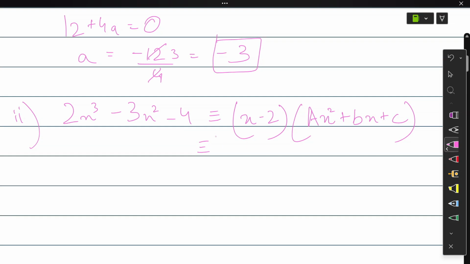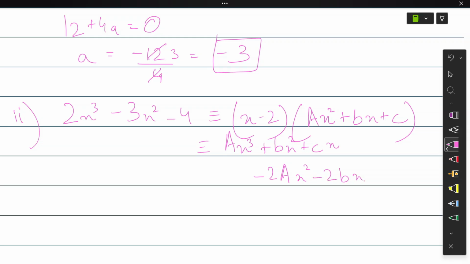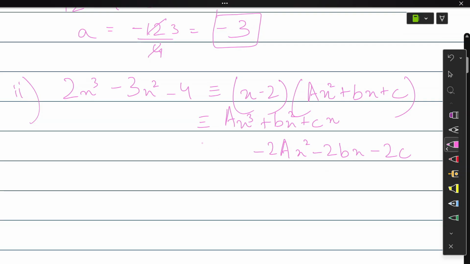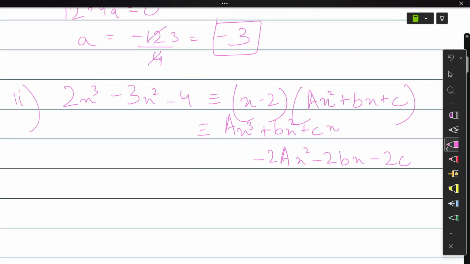Now if these two multiply, this cubic polynomial must be formed. So let's simplify the right side. We get ax cube plus bx square plus cx, there we go. Then minus 2ax square, minus 2bx, minus 2c. Got that? Now what did we need to find? We need to find a, b and c. Why? So we can have the quadratic equation, and then it can be broken down into two more factors, right? And that will allow us to completely factorize this cubic.